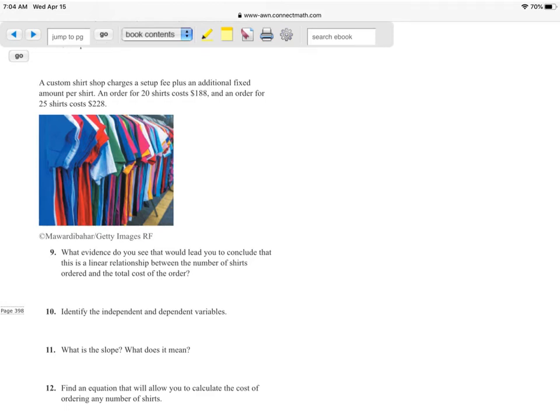A custom shirt shop charges a setup fee plus an additional fixed amount per shirt. An order for 20 shirts costs $188, and an order for 25 shirts costs $228. Number 9 asks, what evidence do you see that would lead you to conclude that this is a linear relationship between the number of shirts ordered and the total cost of the order?